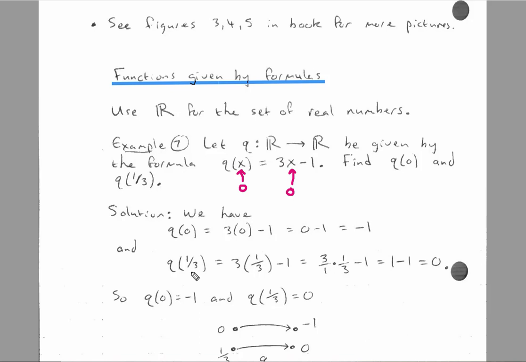How about if 1/3 goes in? Okay, so now we're putting in 1/3. So it's 3 times 1/3. So 3 times 1/3, that's 1. Minus 1 is 0. So when 1/3 goes in, 0 comes out.